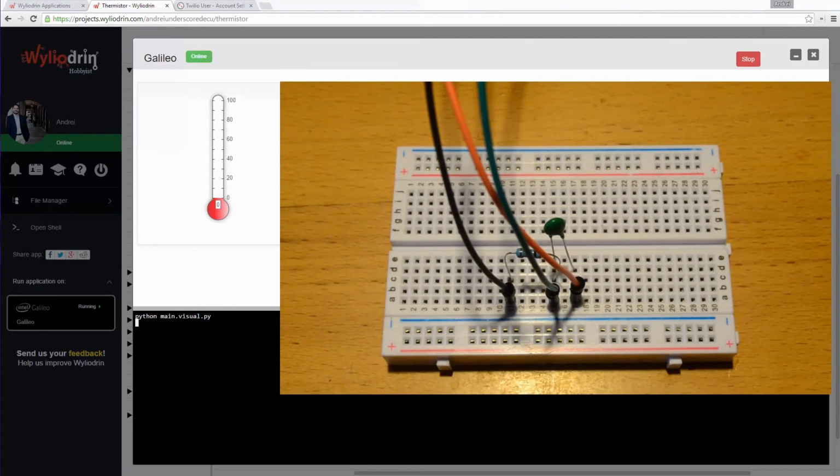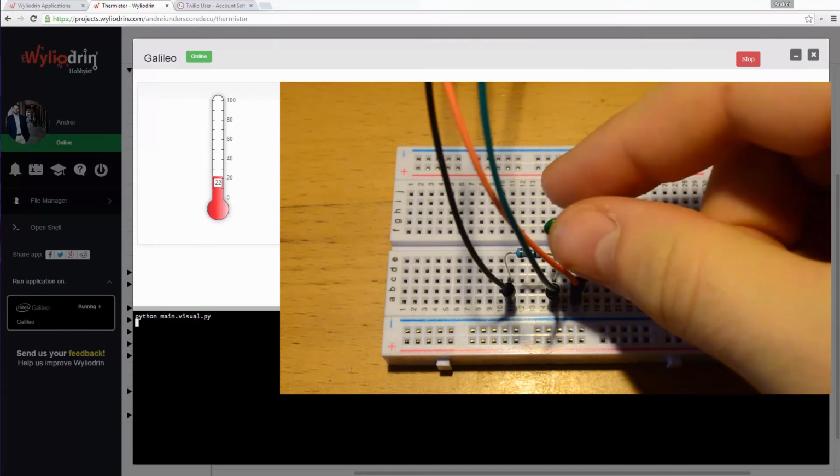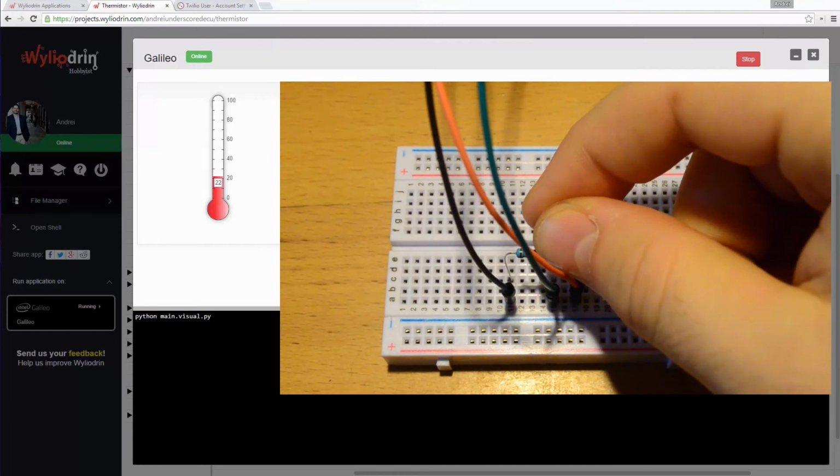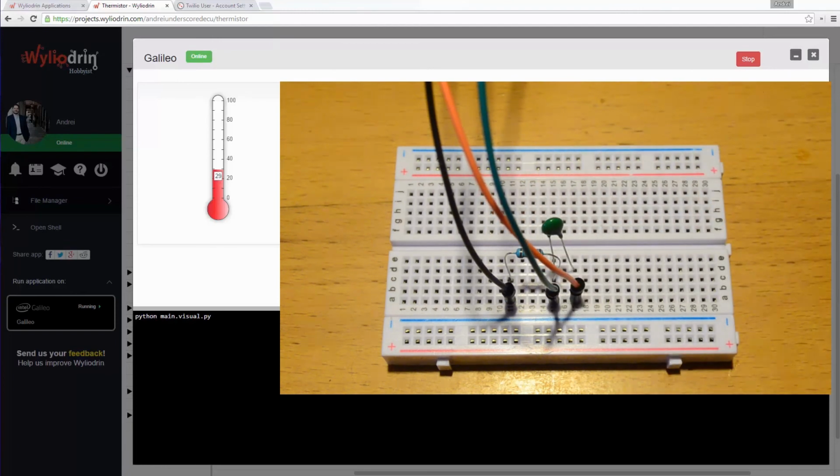Okay. As you can see, my thermometer is already reading 22 degrees. And now I'm going to touch the thermistor, and the values are already increasing quite rapidly. They're at 27, 28, 29 already. And now I'm going to let go of the thermistor, and the values are decreasing.